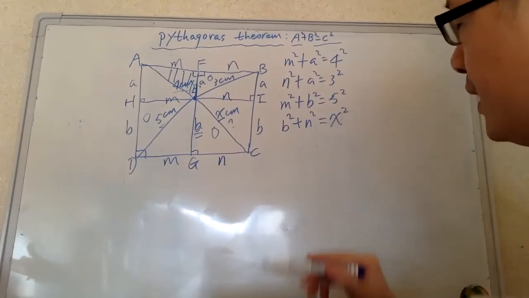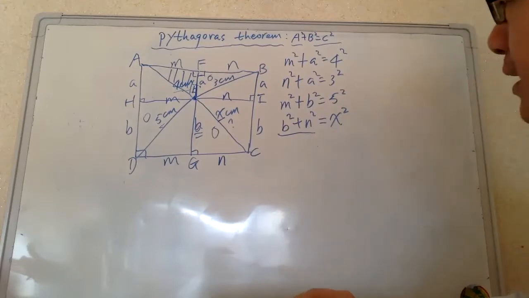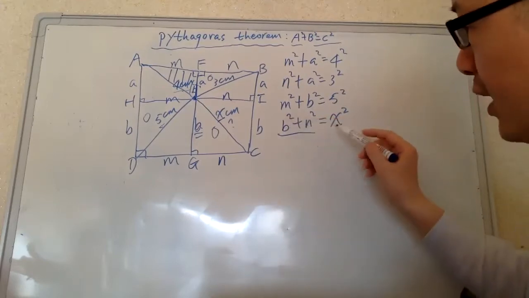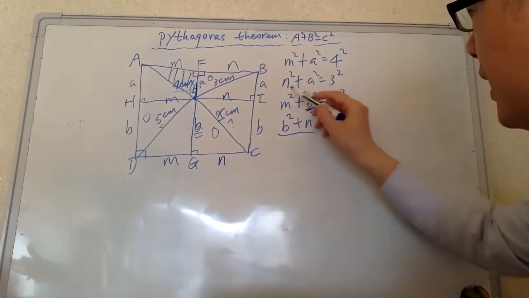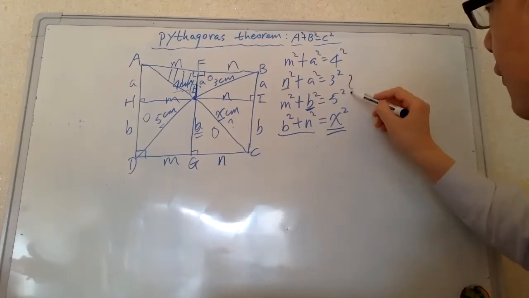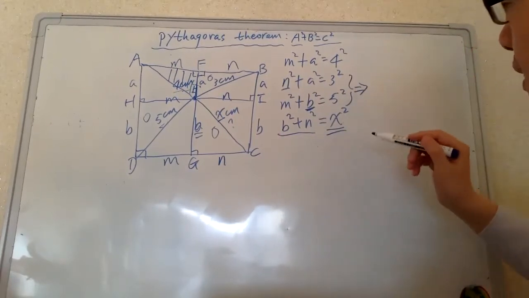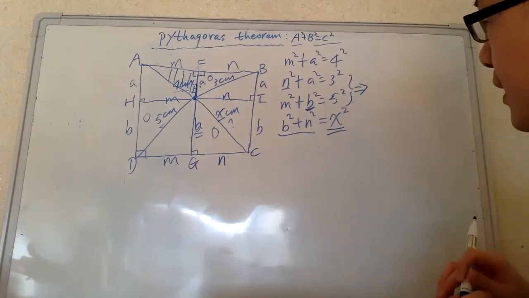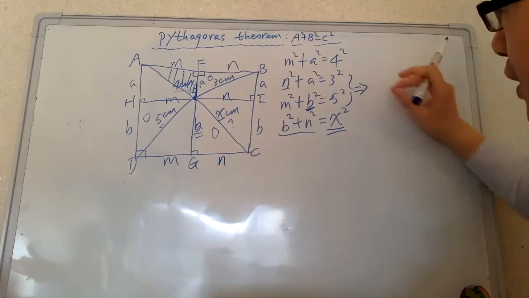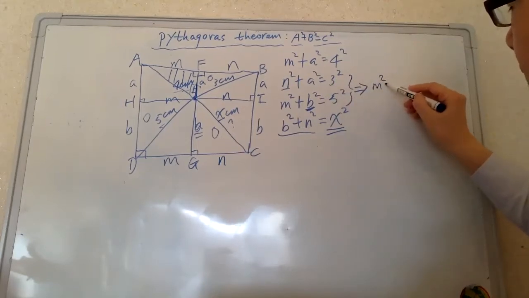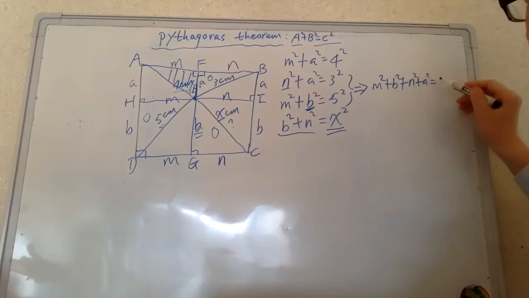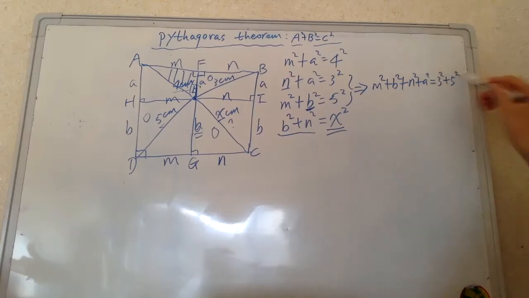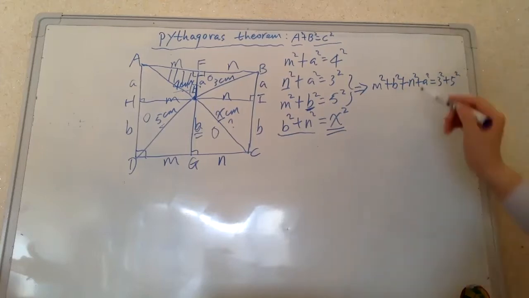So if we know B and N, respectively their squares, we can know X squared. There is a B in this equation, and there is an N in this equation. To make the calculation with these simultaneous equations, we know that M squared plus B squared plus N squared plus A squared equals 3 squared plus 5 squared, right? There is B squared and N squared.